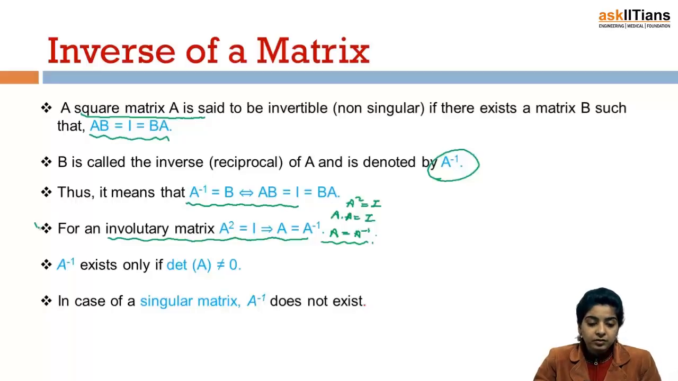So just remember this. Then we have A inverse exists only if determinant of A is non-zero. So A inverse will exist only provided the determinant of A is non-zero or A is non-singular. We cannot have an inverse of a singular matrix.